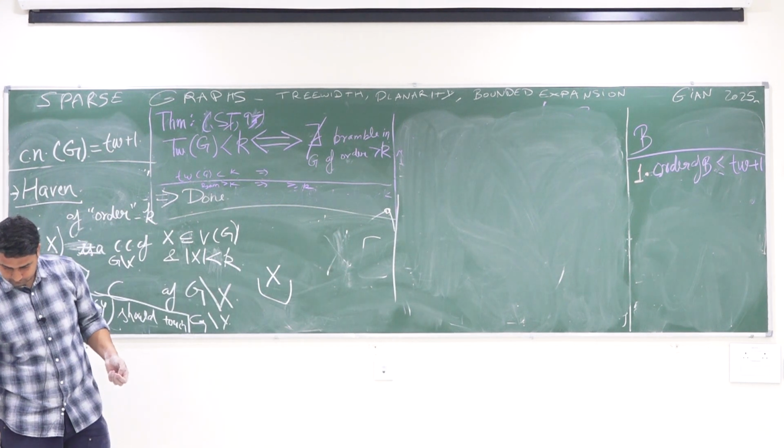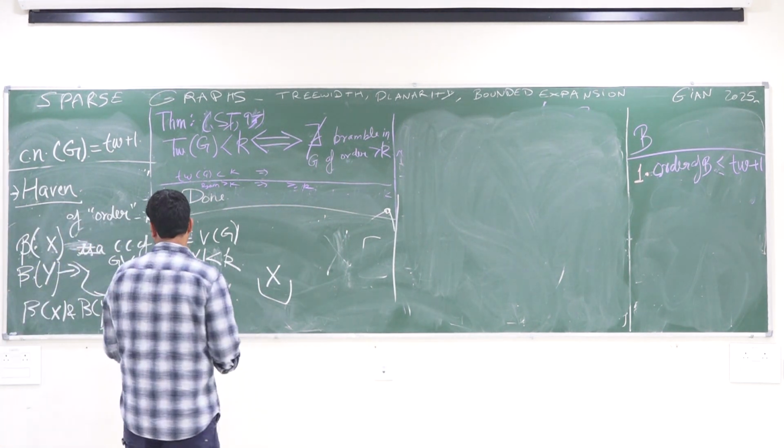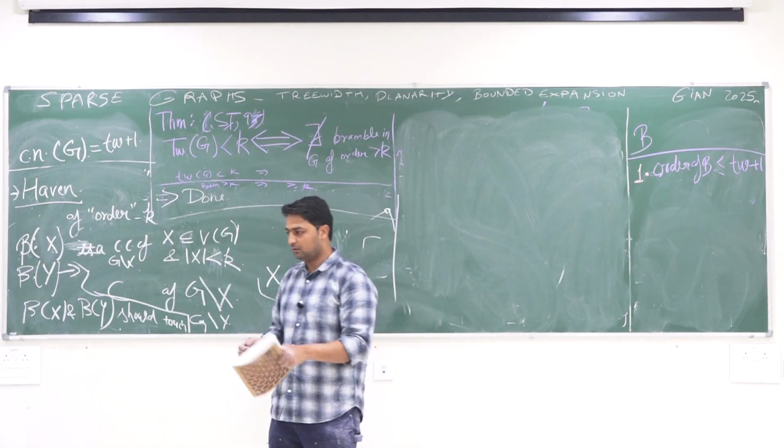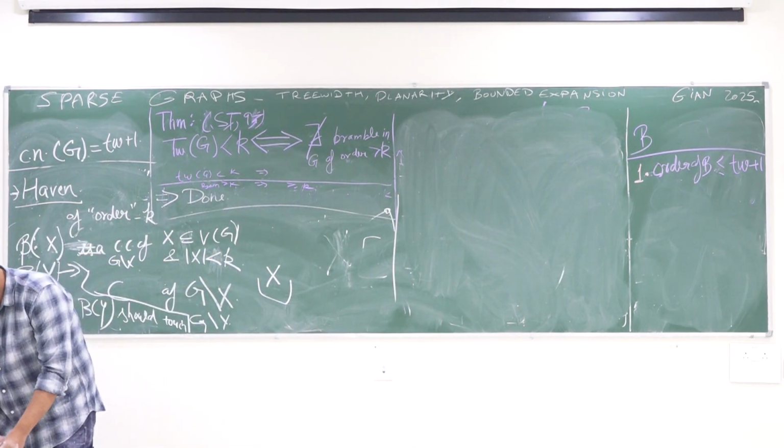And first of all, to see that you have a bramble of order k. Just give me a moment.